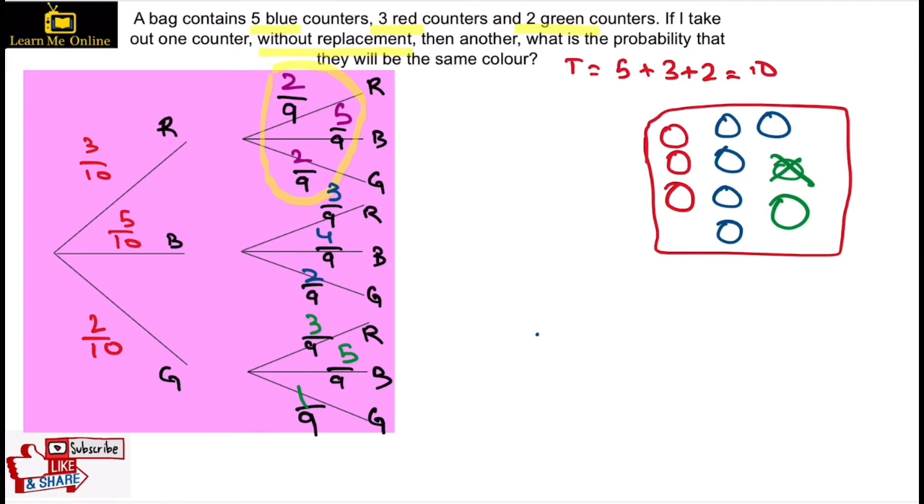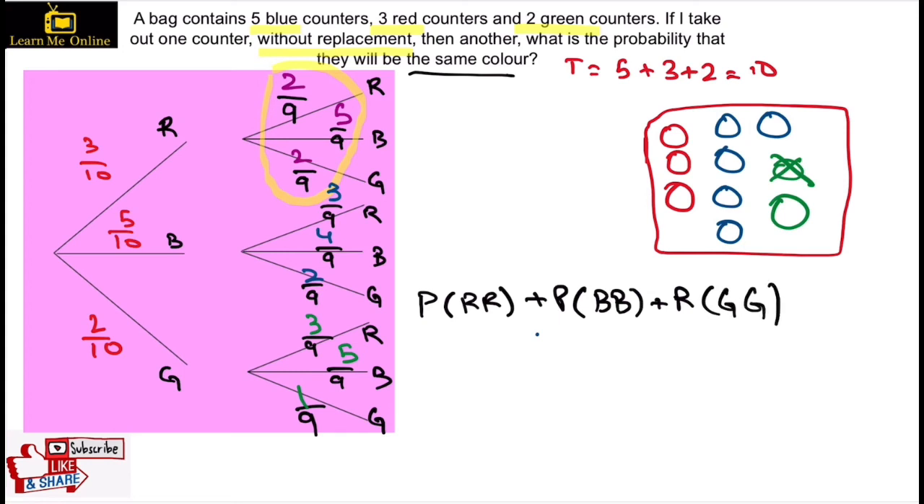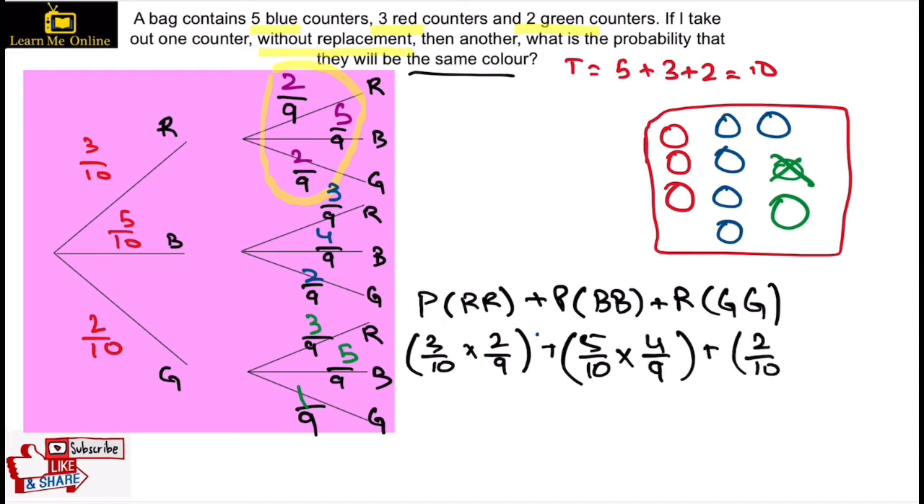So once you've filled this in, the question says to find the probability of getting the same color. So it would be red and red, or blue and blue, or green and green. Having red and red, we'll have 3 over 10 times 2 over 9. Having blue and blue would be 5 over 10 times 4 over 9. And having green and green would be 2 over 10 times 1 over 9. You simplify them, so it would be 6 over 90. The other one would be 5 times 4 is 20, so 20 over 90. And the last one would be 2 over 90.